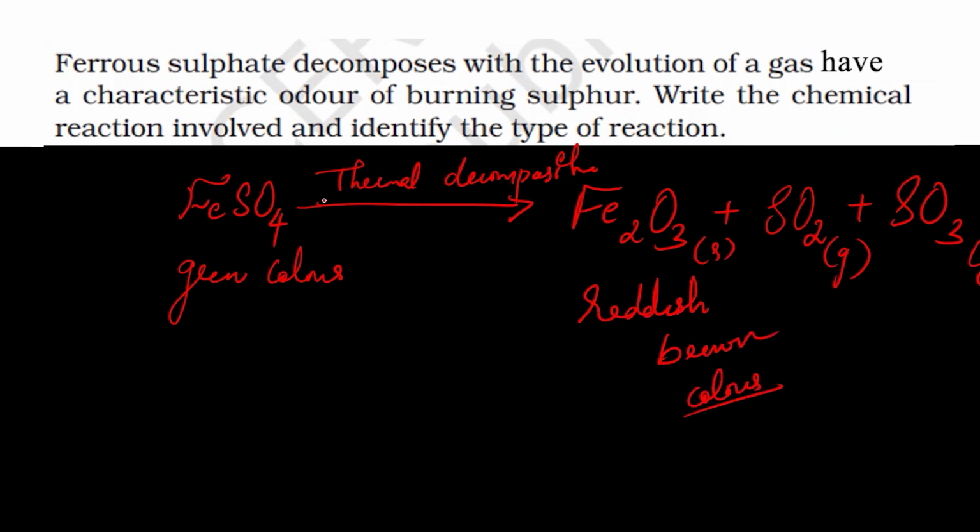We have to balance this, of course. 2FeSO4 gives, on thermal decomposition, Fe2O3 plus SO2 plus SO3. Yes, 2 SO2 and 2 SO3 give the oxygen count: 4 times 2, 8 oxygen here, and 3 here, so 3 plus 3 plus 6.